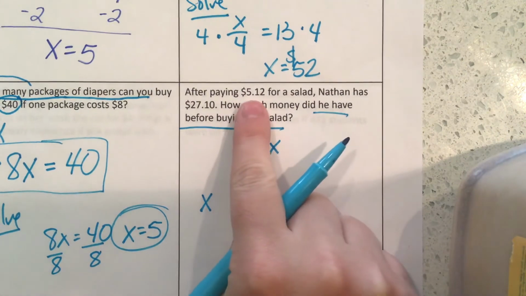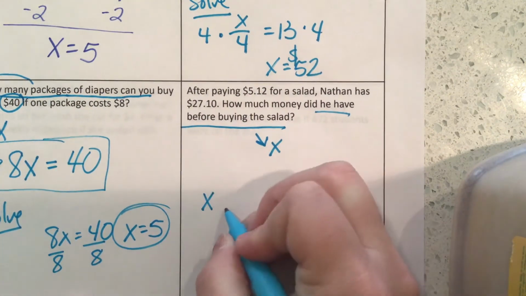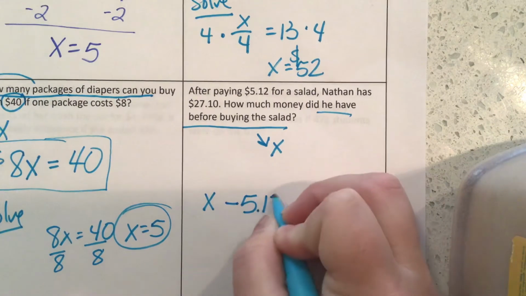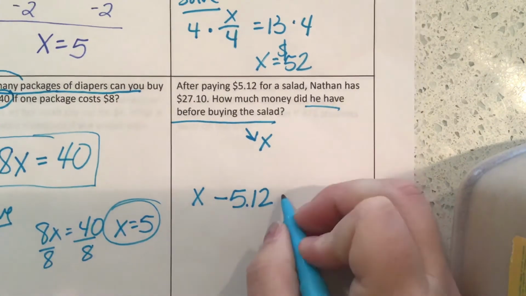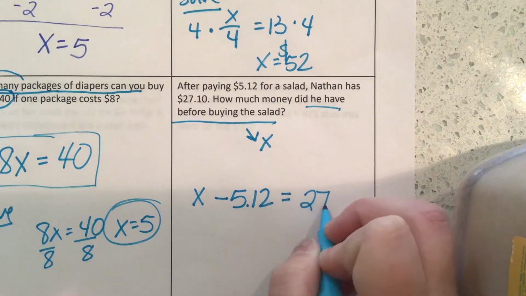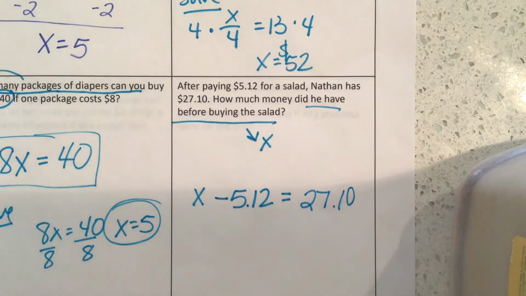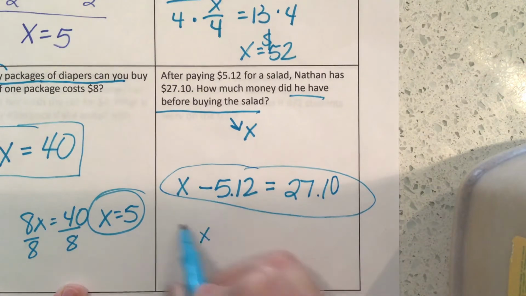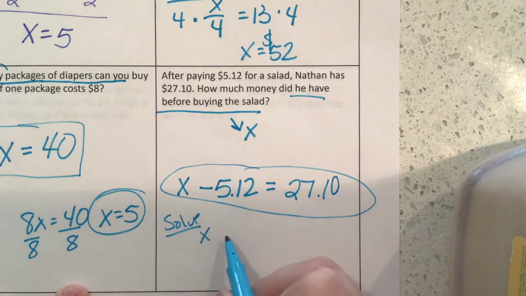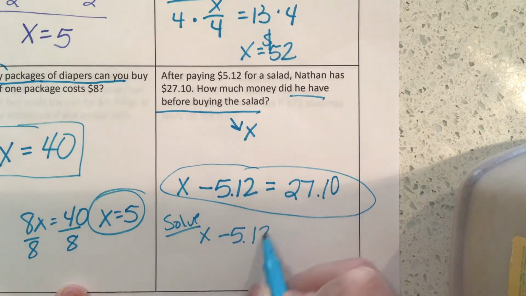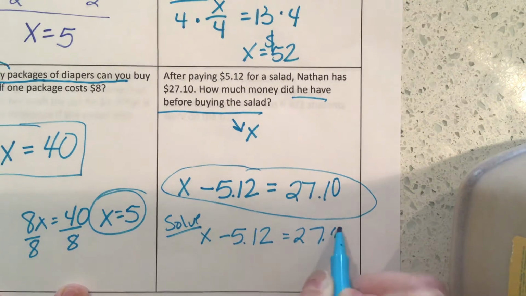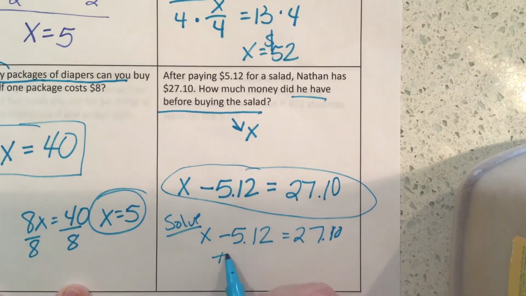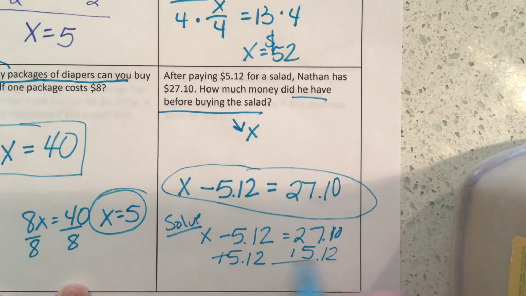But then he paid for a salad. So the money he had, we have to take away the amount for the salad. And then whenever he left the store, he ended up with $27.10 in his pocket. So you kind of have to think about the process of going into somewhere and buying food. That would be your equation. Then when we come down here to solve, we can do this, 27.10, and then what we end up doing is taking the amount that we paid for the salad and adding it back on to how much we had.